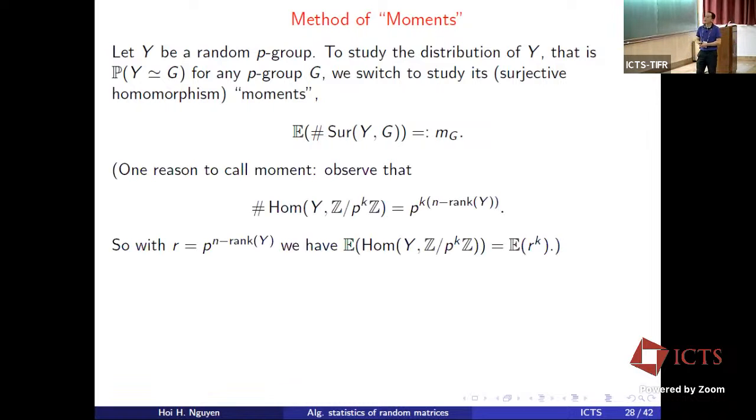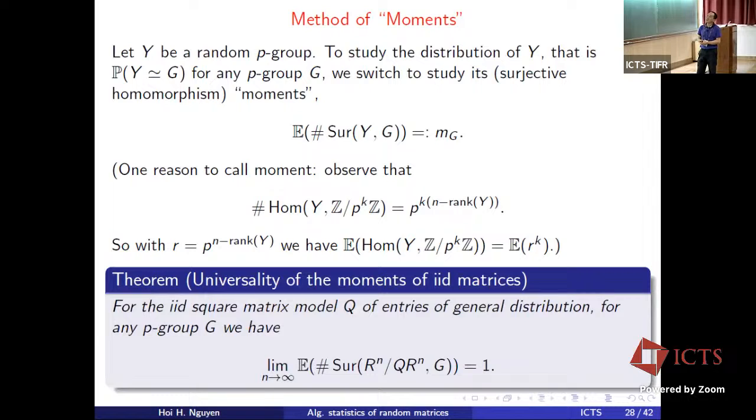So why would people call it moments? It has something to do with the relation between surjective homomorphisms and homomorphisms, namely there's a close connection. If you look at the homomorphisms of the group to the cyclic group Z mod p^k Z, then you will see that you get the k-th moment of the co-rank statistics. So it has something to do with the k-th moment, the usual k-th moment in our probability.